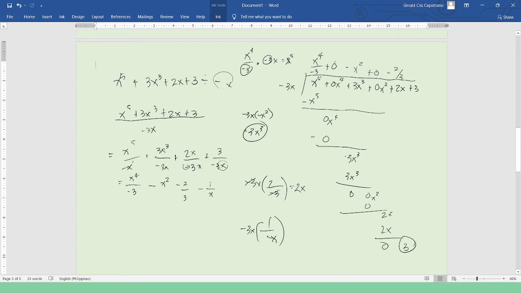Okay? Then, we will be left with maka-cancel yung negative. Naging positive siya. Maka-cancel yung x. Okay? 3 times 1, that will be equal to 3. So, ang ilalagay natin dito sa taas ay negative 1 over x. Okay? So, magkakaroon ka dyan ng 3. Minus mo sila. That will be equal to 0.